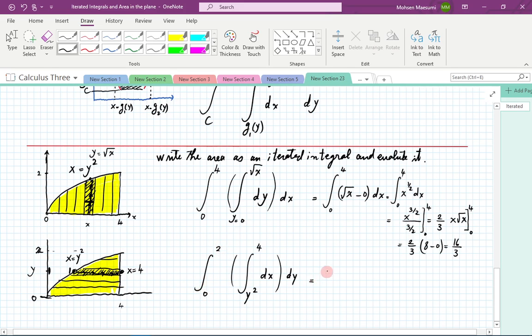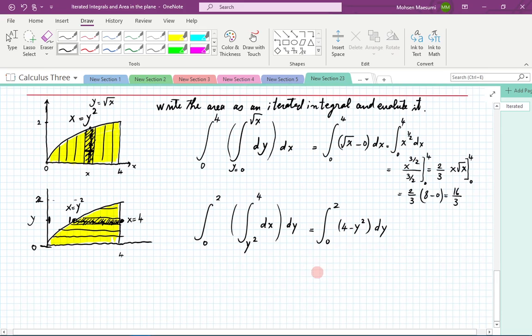Okay, now I'm ready to do this thing. I say 0 to 2. Antiderivative of dx is 1. Between 4 and y squared, this simply becomes 4 minus y squared. That is simply how long that slice is. And then I'm multiplying by dy, which is the thickness of that slice. The integral of 4 minus y squared, integral of 4 is just 4y. Integral of y squared is y cubed over 3. And then I have to evaluate this thing between 0 and 2.